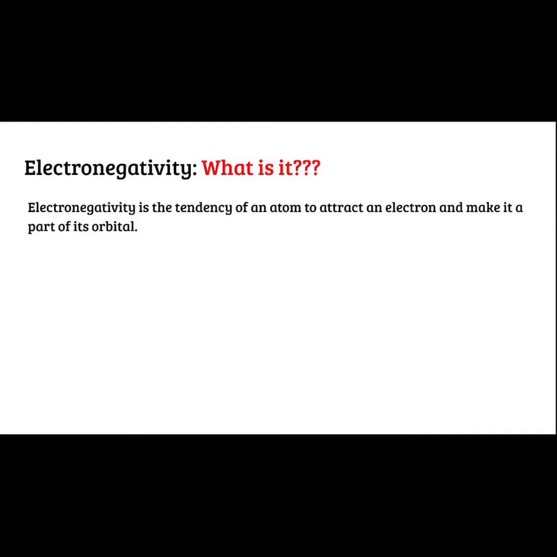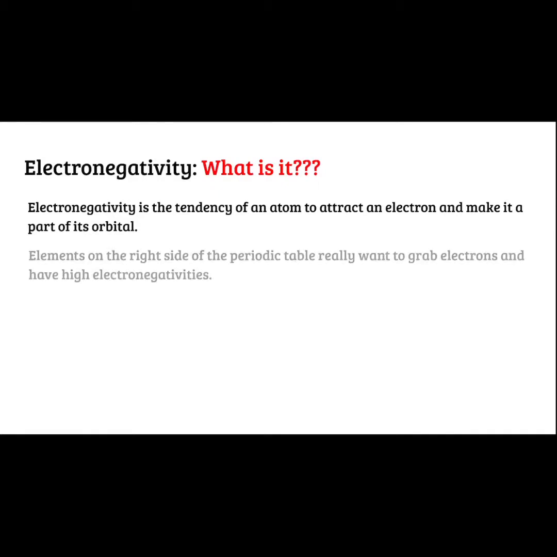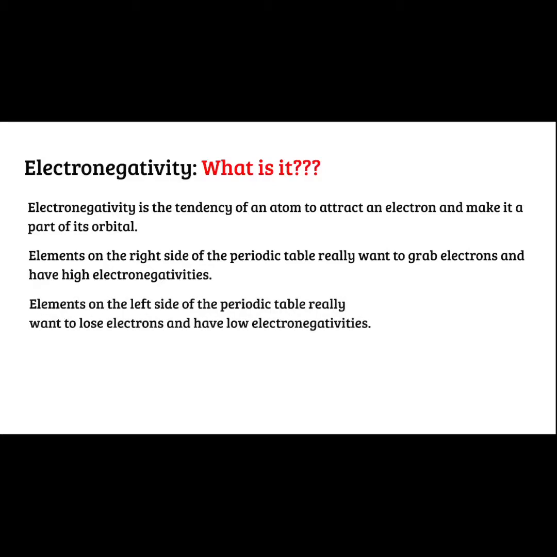Next trend is electronegativity. This is the tendency of an atom to attract an electron and make it part of its orbital. Elements on the right side of the periodic table really want to grab another electron, and so they have really high electronegativities. Elements on the far left side of the periodic table are the opposite. They really want to get rid of their valence electrons, so they have low electronegativities.